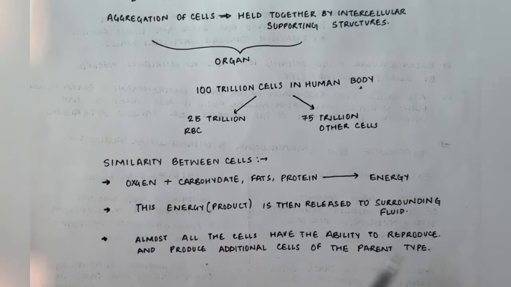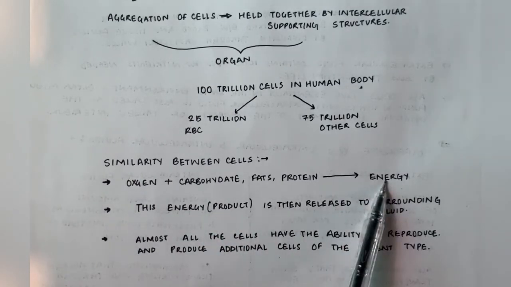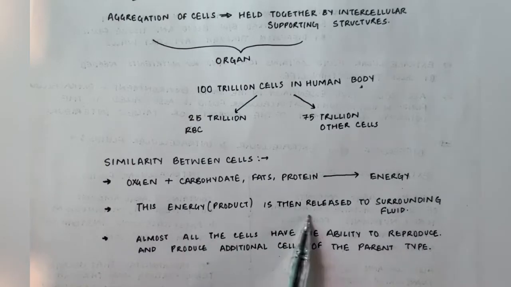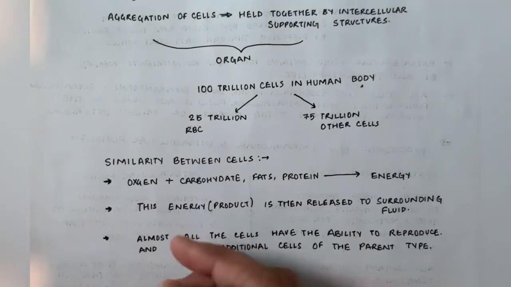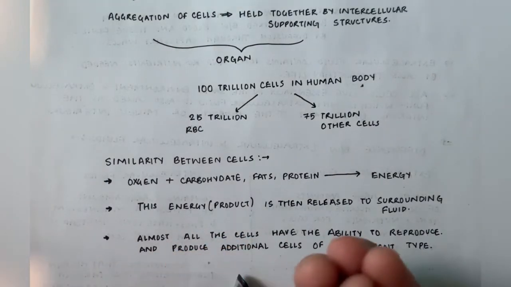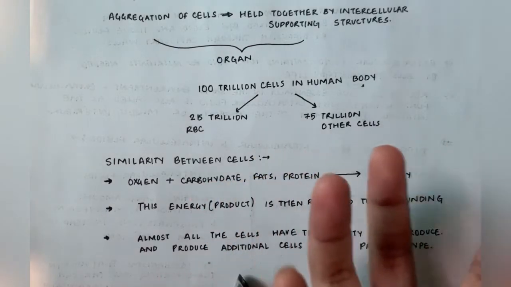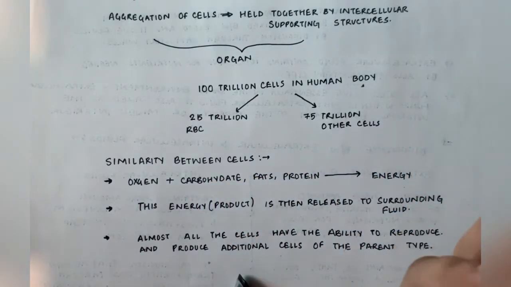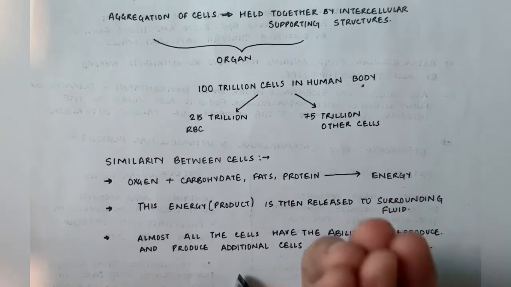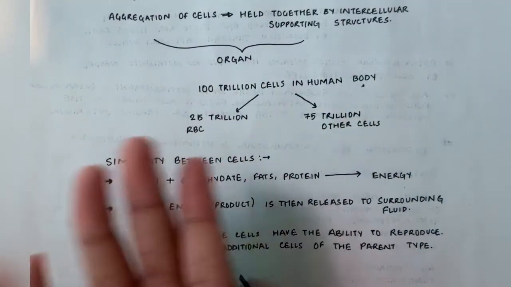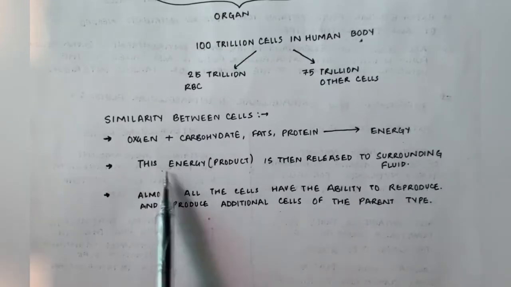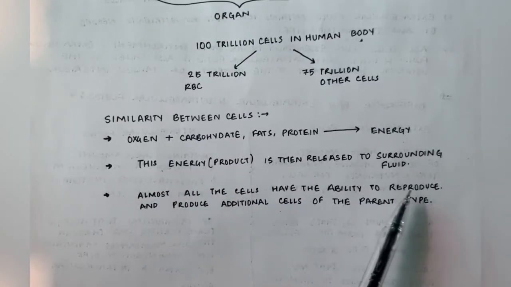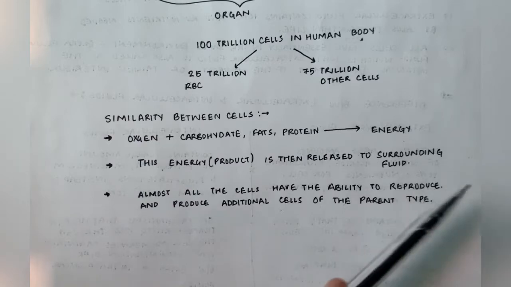Now this energy is basically the product of this reaction, which is then released to the surrounding fluid. So first our cell reacts with oxygen, the stored food inside it, like carbohydrate, fats and proteins, they react with oxygen and give us energy. Now this energy is released outside into the surrounding fluid, and then it provides our body with energy. Almost all the cells have the ability to reproduce and produce additional cells of the parent type.